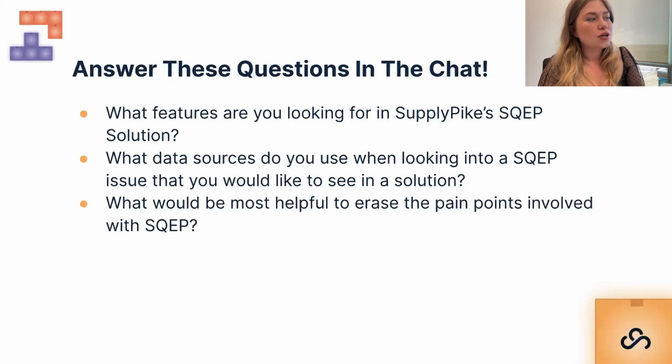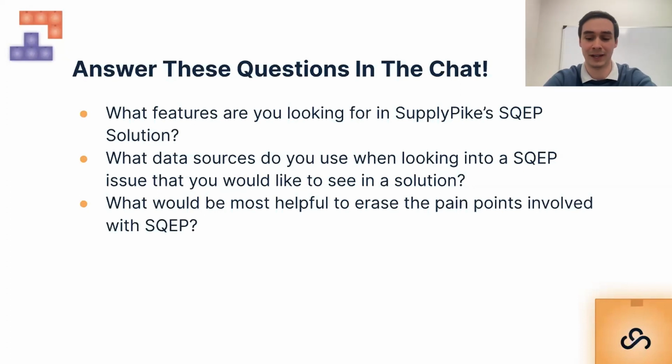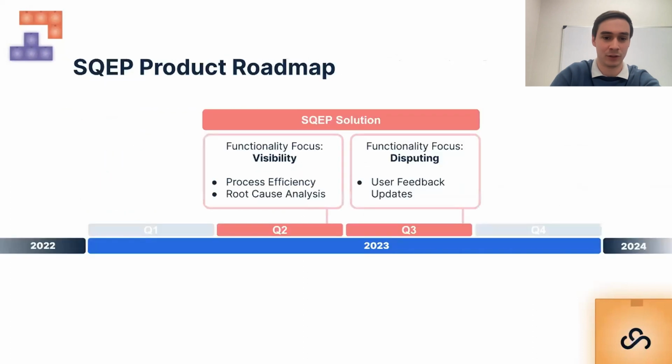When this is launched, will all SQEP data be available to dispute? So, back to our roadmap, and I can go back here real quick. Our initial launch is just going to be focused around visibility and understanding of these issues. So not upon initial launch will it be disputing, but like I've been saying, Q3 is our goal, and any defect that we see as having invalid charges will be disputable.